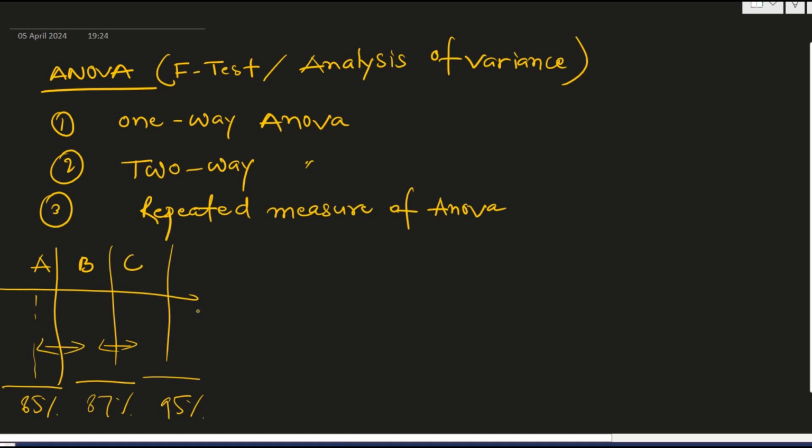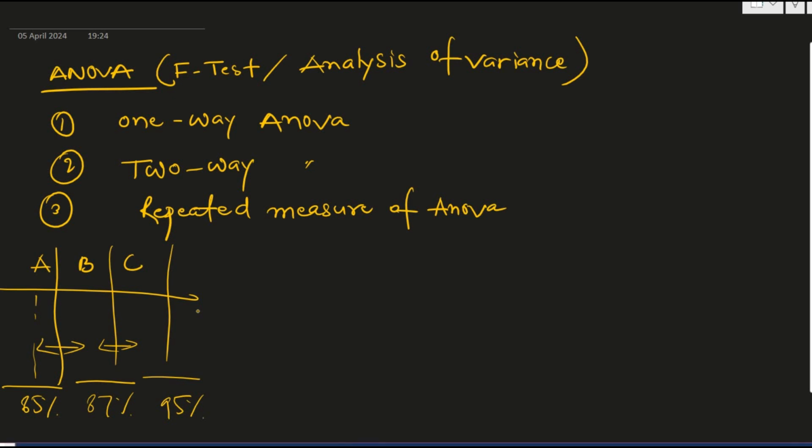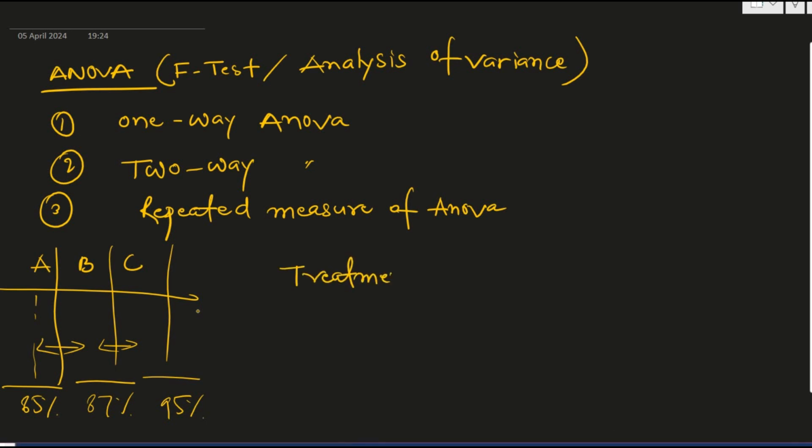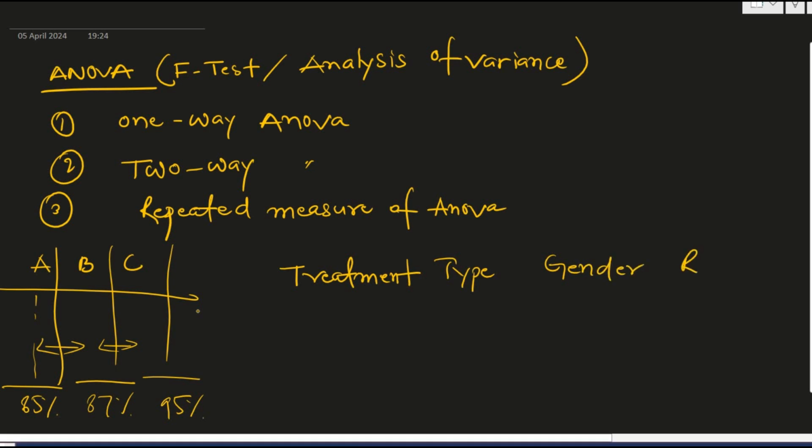In two-way ANOVA, we compare the means of groups across two independent categorical variables simultaneously. So in this case, we are comparing the groups across two independent categorical variables. For example, let us take patient recovery time. Let us take feature 1 as treatment type, feature 2 will be gender, and feature 3 the recovery time.